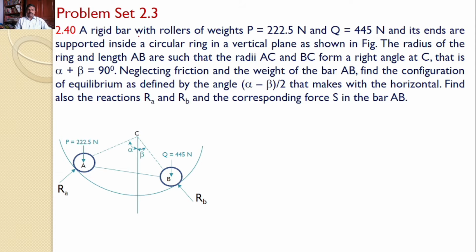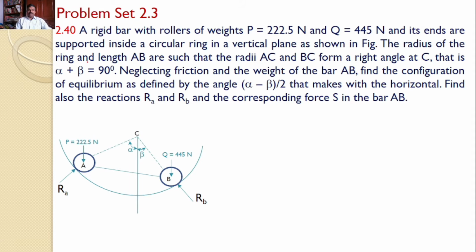In this tutorial, we will solve problem set 2.3, problem number 2.40. A rigid bar with rollers of weights P equal to 222.5 newtons and Q equal to 445 newtons, and its ends are supported inside a circular ring in a vertical plane as shown in the figure. That means there are two rollers P and Q. These two are attached with a string and these two rollers are placed inside a circular ring.